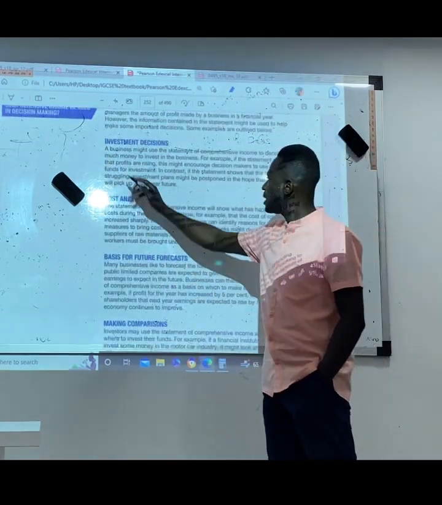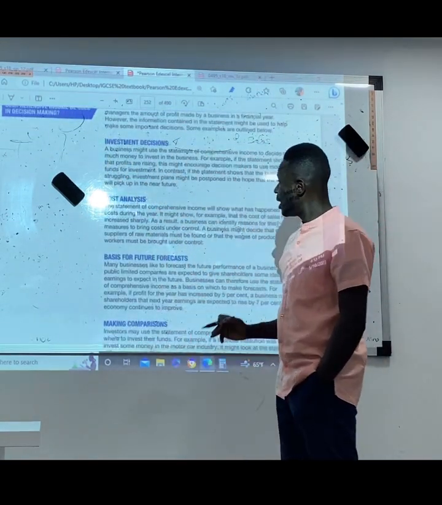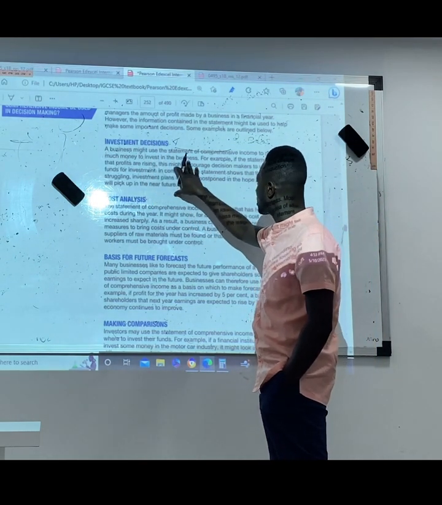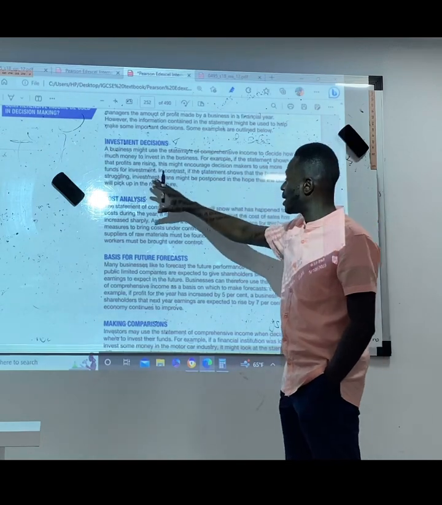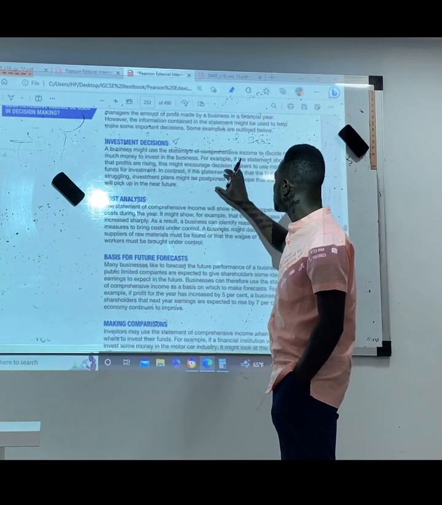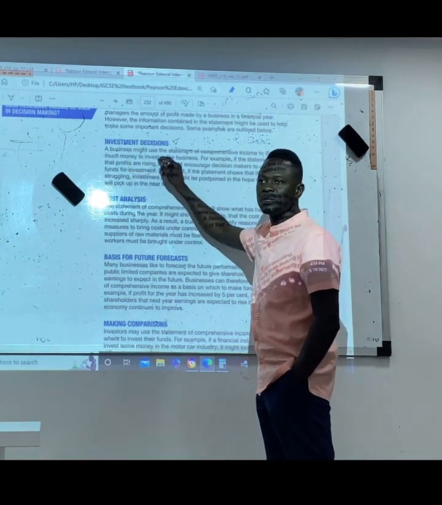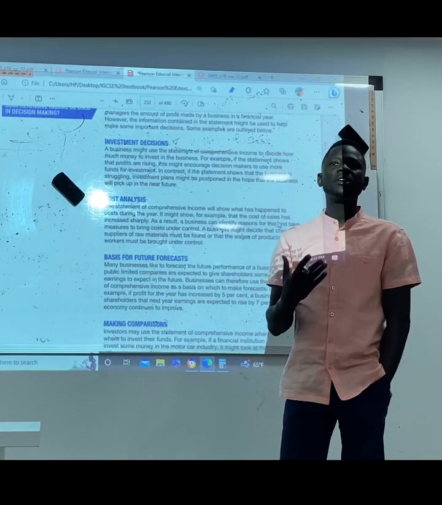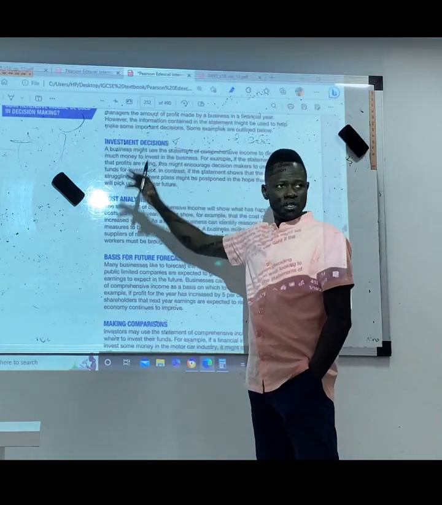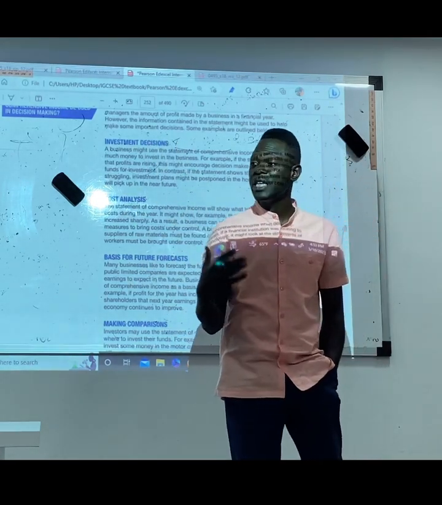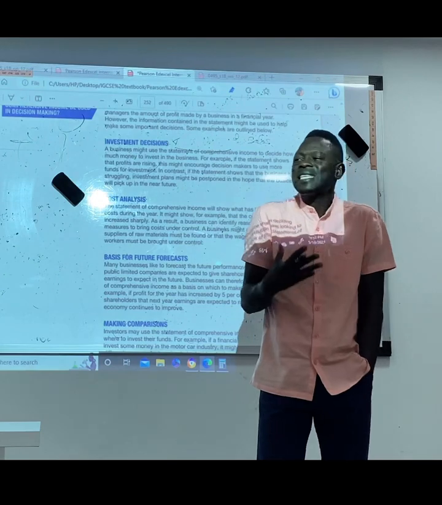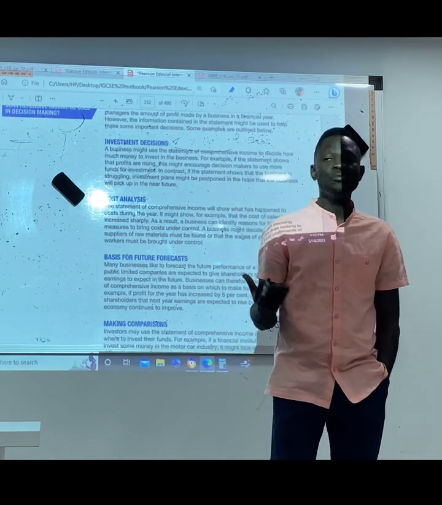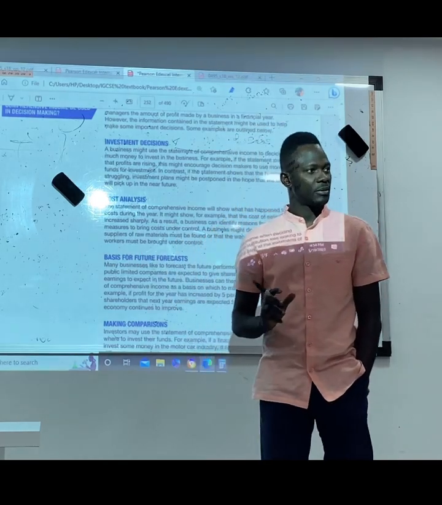Number one, investment decision. A business might use the statement of comprehensive income to decide how much money to invest in the business. For example, the statement shows that profits are rising. This might encourage decision makers to use more funds for investment. So, the first point about statement of comprehensive income is about investment decisions. If the business is making huge profit, that might encourage the owners of the business to invest more to make more profit. Do we get it?